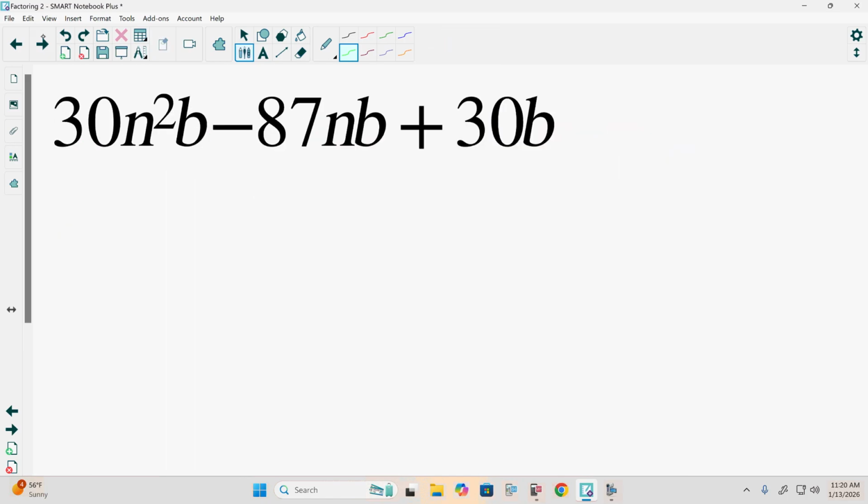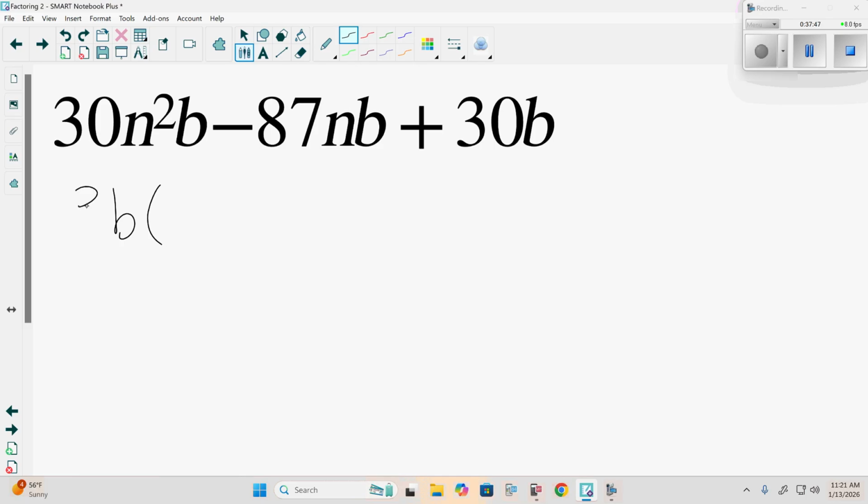30n squared b minus 87n b plus 30b. Is there a greatest common factor? Yeah. B. B is in common with all three. Because we have actually just B in common with all three. 30, 87, and 30. Is there a greatest common factor with those three numbers? 3? Let's try 3. So we'll take 3b out of all three.